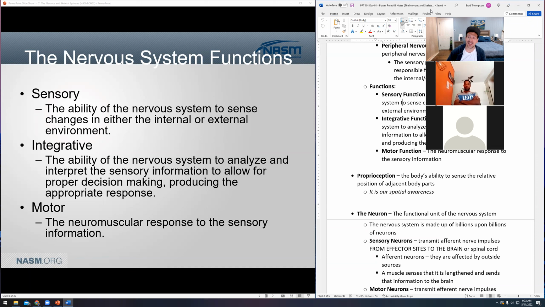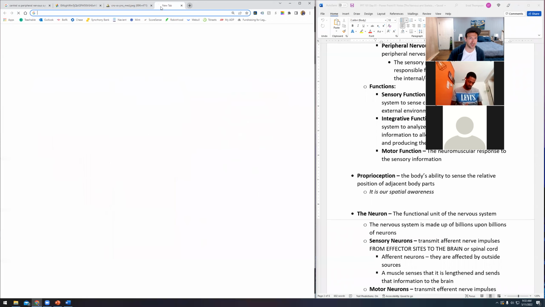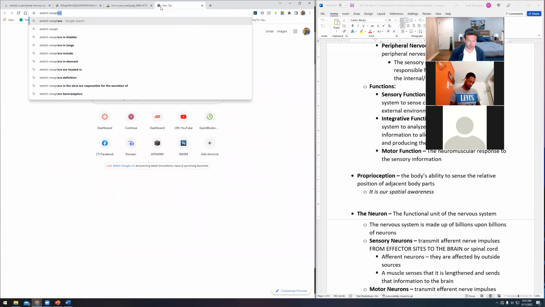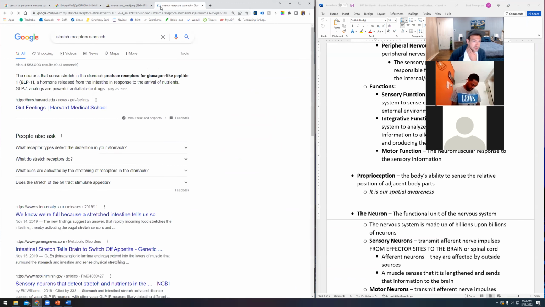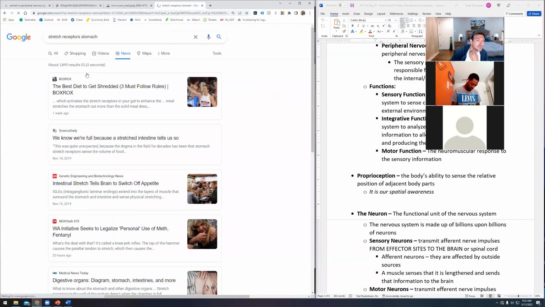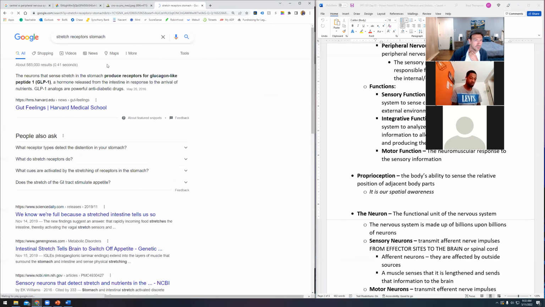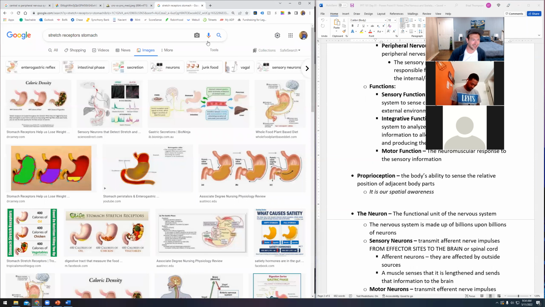Well, again, it has what's called sensory function. So there's little stretch receptors at the very bottom of your stomach. Actually, if you look at it, I can Google one of those. Stretch receptors, stomach. Wait, where is my images button? Who moved Google?